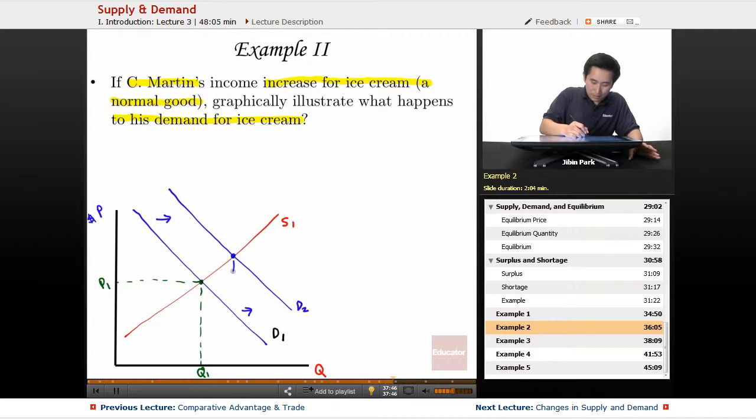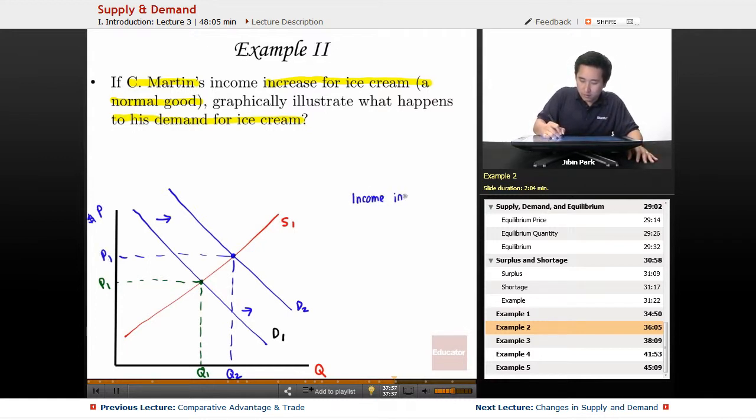So what ends up happening is that the equilibrium quantity has increased and the equilibrium price has increased here. So income increases, and from that you can extrapolate the idea that the equilibrium price is going to increase and the equilibrium quantity also increases as well.